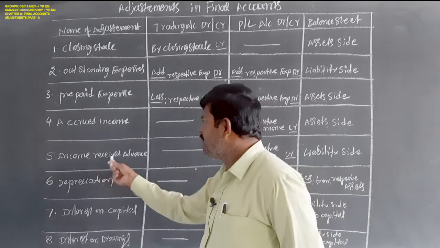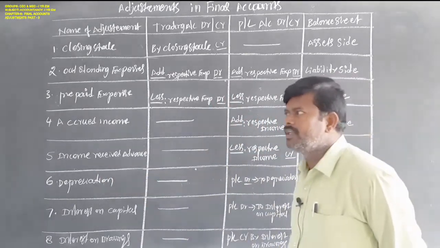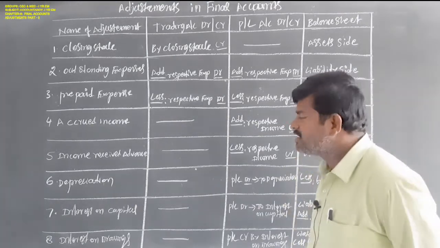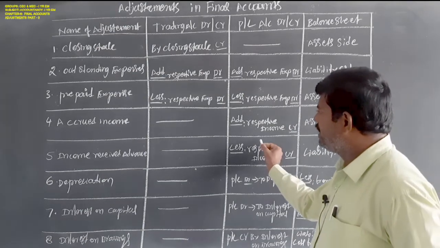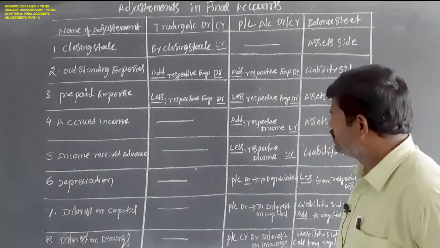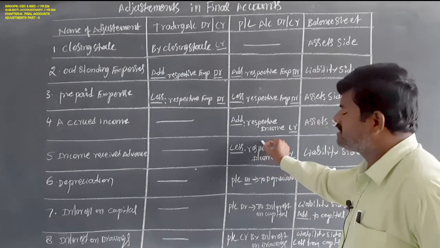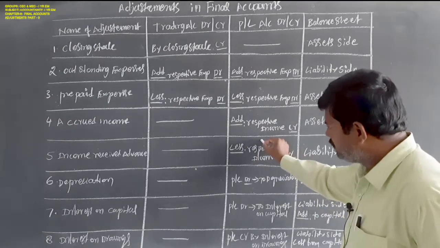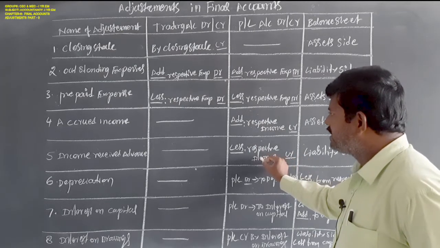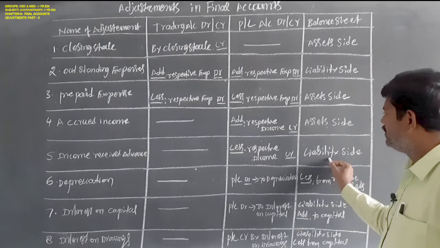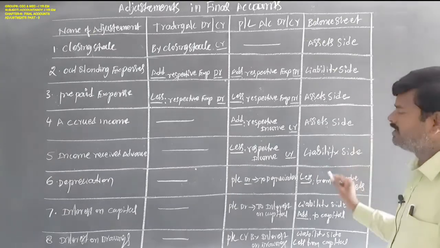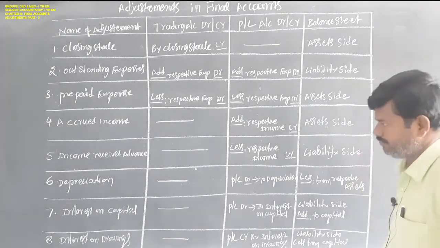Next, income received in advance. Just like interest received in advance. Interest is income, so the portion already received in advance must be deducted from the interest on the credit side. The same income received in advance must be recorded on the liability side. This is the fifth one.